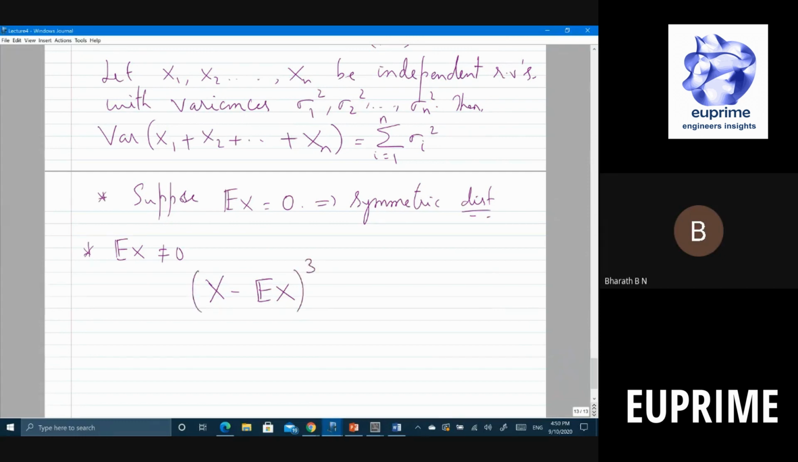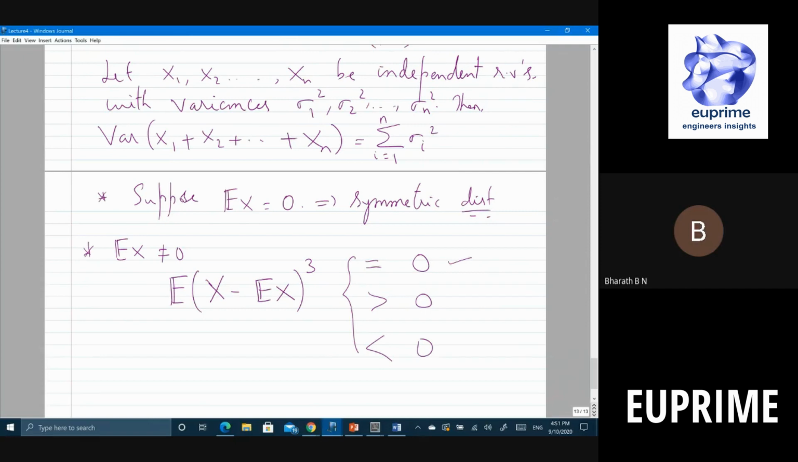Suppose I take the cube. So what are the possibilities now? This can be equal to 0, greater than 0, or less than 0. Let's see what you can infer from it being equal to 0. If it is equal to 0, what can you conclude? It should be symmetric. Again, symmetric, right? What if it is greater than 0?